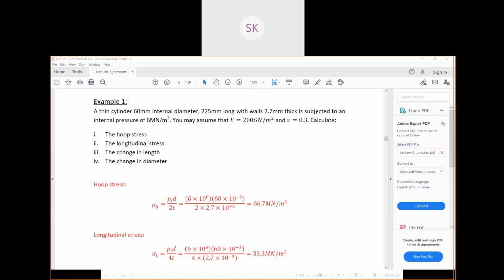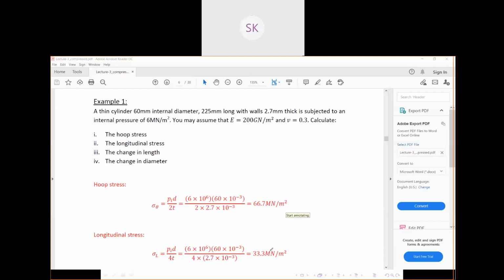But just see, they've simply asked to find the hoop stress. Hoop stress is nothing but circumferential stress. P is given to you, which is 6 N per mm square. D is given to you. You just have to apply the formula PD by 2T and get the value of hoop stress. In the second part, they have asked you to find the longitudinal stress. So longitudinal stress is PD by 4T. If you put all the values, you'll get the answer.